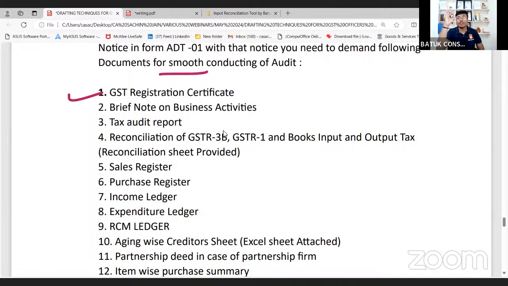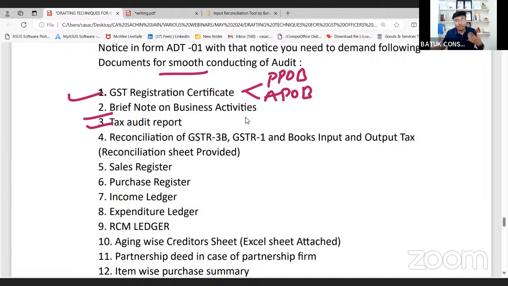First is my GST registration certificate. You need to demand the GST registration certificate so that you can easily identify the principal place of business and additional place of business, PPOB and APOB. You need to demand the brief note on the business activities so that you can get an idea about the nature of that particular industry.